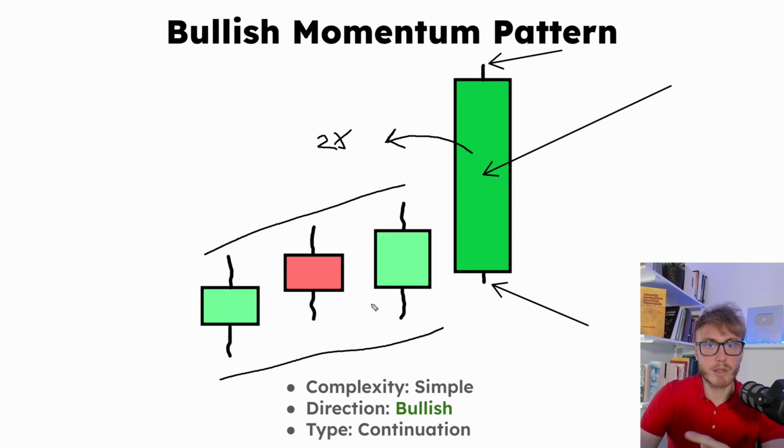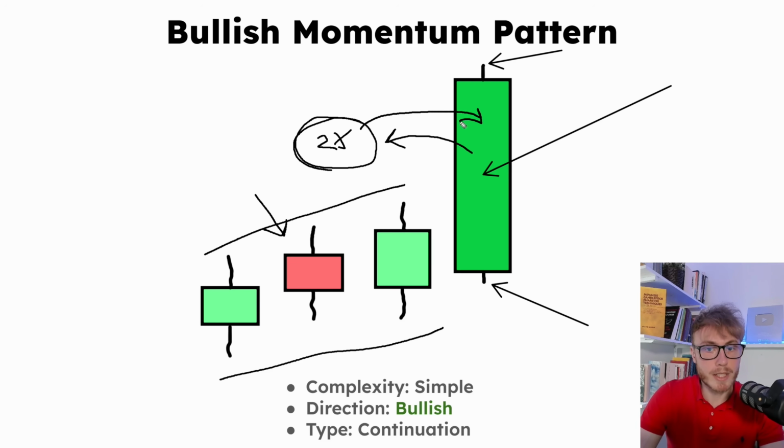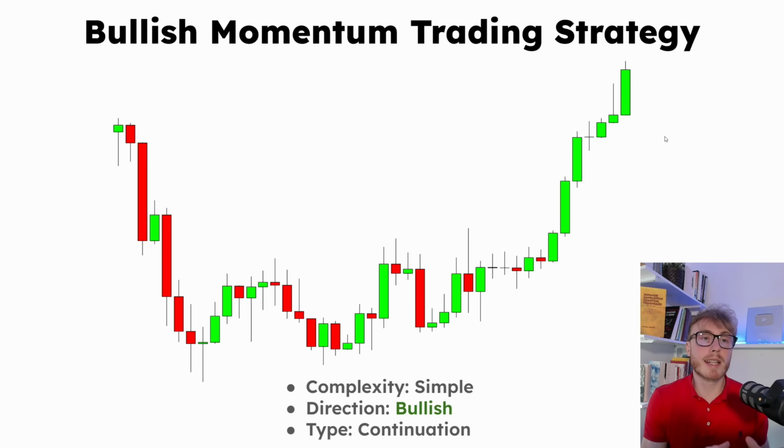And here the question is, of course, how many candles should we measure? Traders have slightly different methods, but I recommend that you measure at least 3 candles before the pattern appears. So we want the real body of the candle to be twice the size of at least the 3 previous candles. I hope this doesn't sound confusing, but what we basically do for this pattern is that we compare the size of the candlestick bodies. So now let's take a look at a bullish momentum trading strategy.